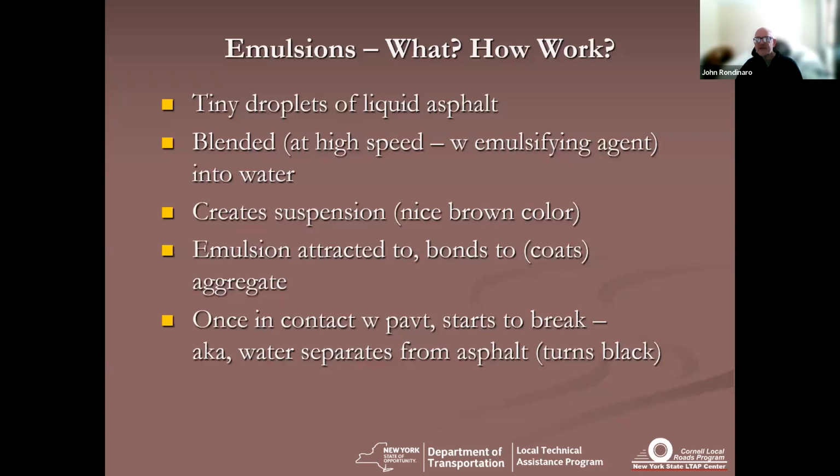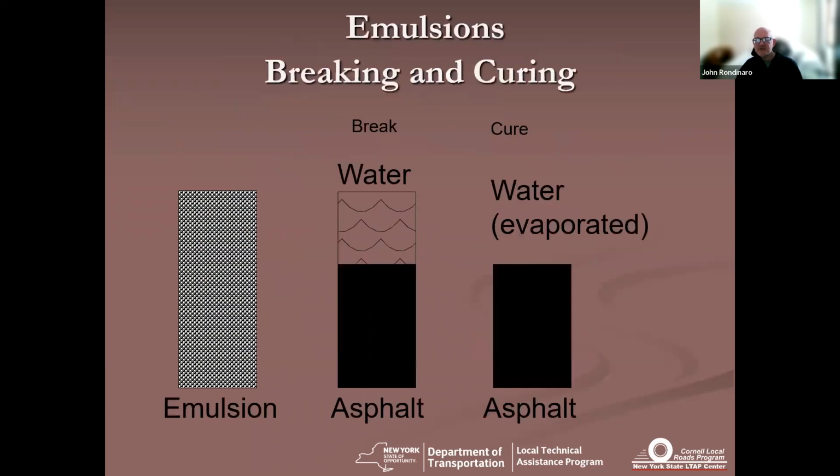And that means that water is separating from the asphalt and it's turning black. So you put down your brown emulsion, nice rich brown color. It hits the surface of the pavement. You're hitting it with the aggregate. That asphalt and water are breaking apart to their component pieces. That's your break. And then as that water evaporates, that's your cure.